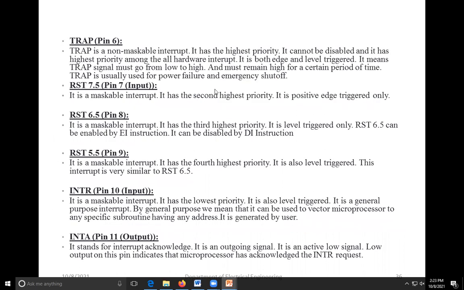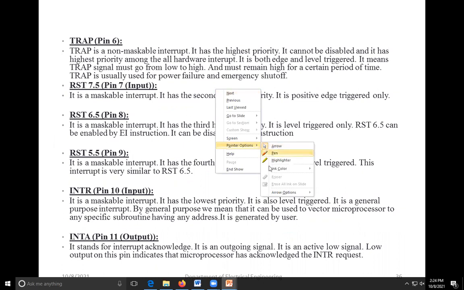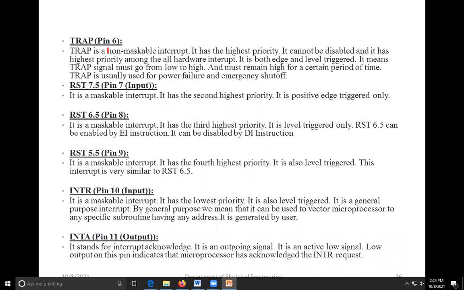Next, the trap pin. You know what is meant by the trap? First you must remember trap is non-maskable. It is a very important question at the time of your online examination. Trap is the non-maskable interrupt. It works on both level trigger and edge trigger.